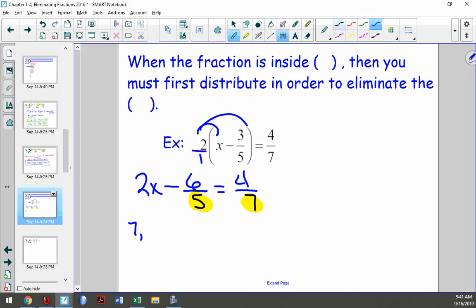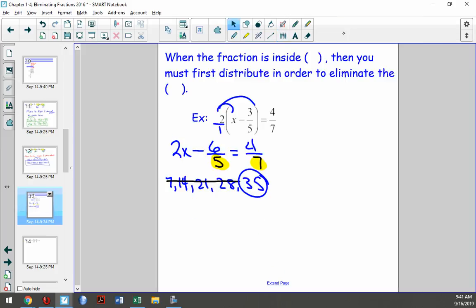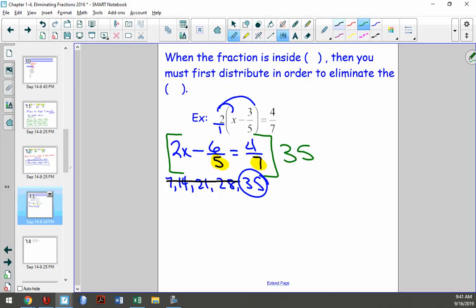7 times 1 is 7. 7 times 2 is 14. 21, 28. 7 times 5 is going to be 35. So what's the first one that's going to go into it? Well, we talked about this the other day. None of them have to end in 5 or 0, so I have to do the 35. So what we're going to do is multiply this entire equation by 35.